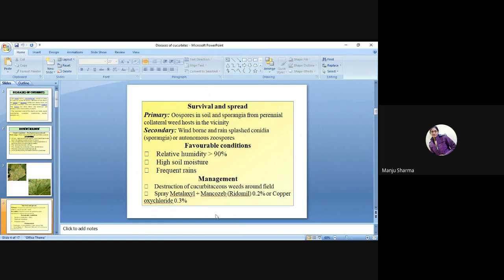So the management: destruction of cucurbitaceae weeds around the field, and spray of metalaxyl plus mancozeb 0.2% or copper oxychloride 0.3%.